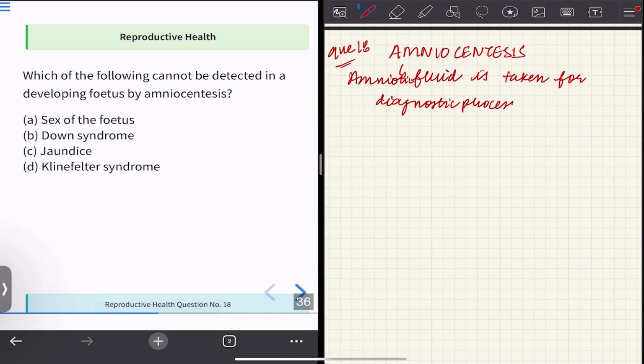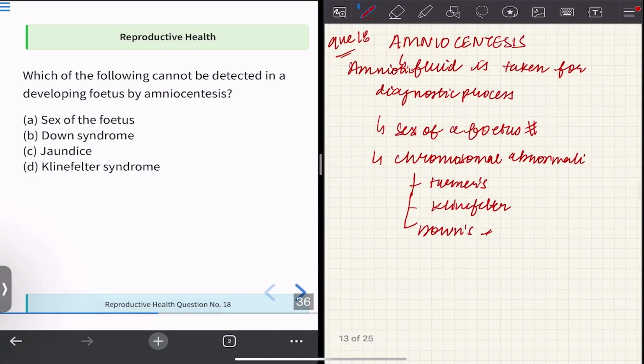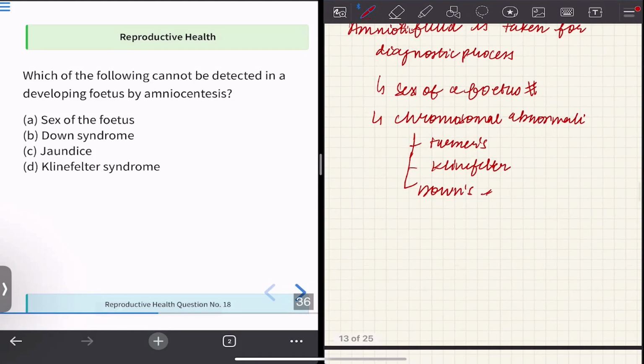And what do we diagnose? We can either diagnose the sex of a fetus, and due to this very reason, it is now illegal. Then we can diagnose any chromosomal abnormality. What all chromosomal abnormalities do we know of? It can be either Turner's, Klinefelter's, or we can have Down syndrome. Okay. So these are the three options. We have A, B, and D. Jaundice is not usually diagnosed by amniocentesis.